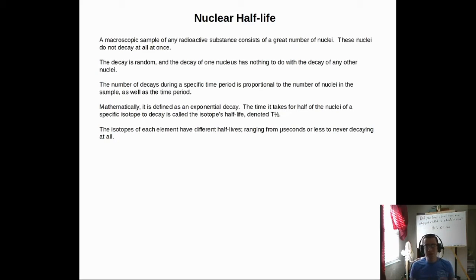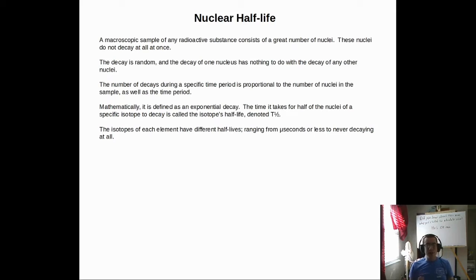And the nuclear half-life is defined as how long it takes for half the nuclei of a specific isotope to decay. So basically, if I start with 1 million atoms of this particular isotope, half-life is how long it takes for 500,000 of those to break down into whatever the daughter isotope is going to be. And we denote that with T1/2. So anywhere you see T1/2, that's simply going to be referred to as the half-life.